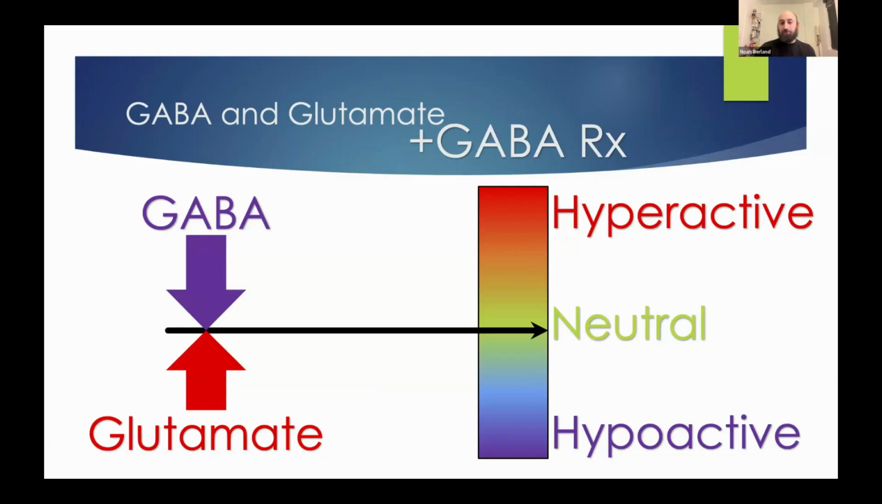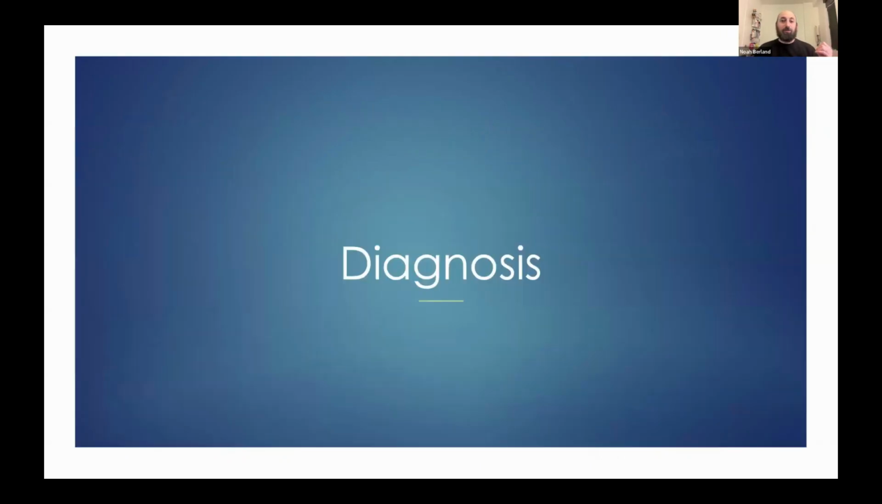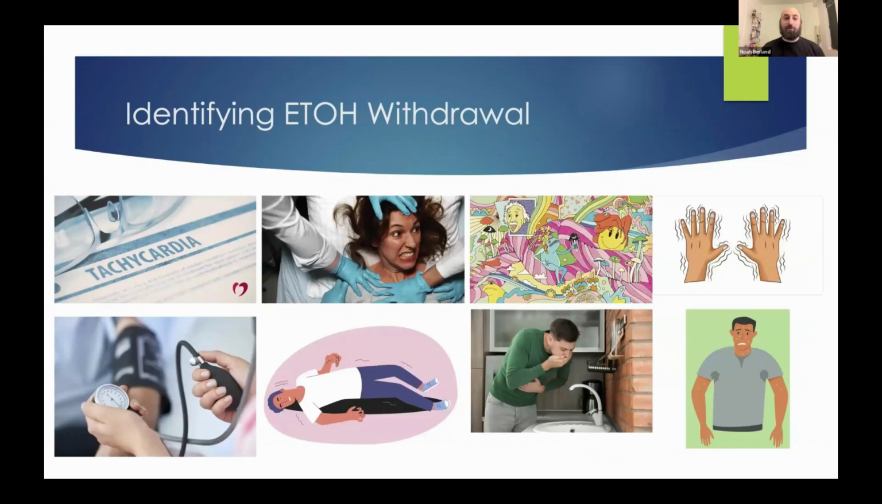But this is the basic theory of how we're going to address our pathophys of alcohol use disorder and then treat alcohol withdrawal. Diagnosis. So our main ways of identifying alcohol withdrawal. The first one, I think we're most obviously sometimes seeing, is tachycardia or hypertension. So you get some increased sympathetic tone.